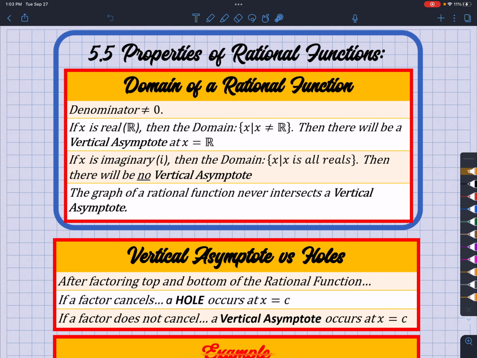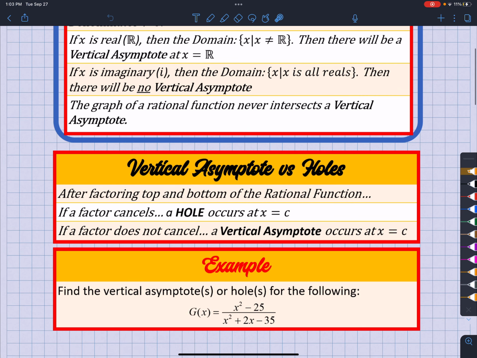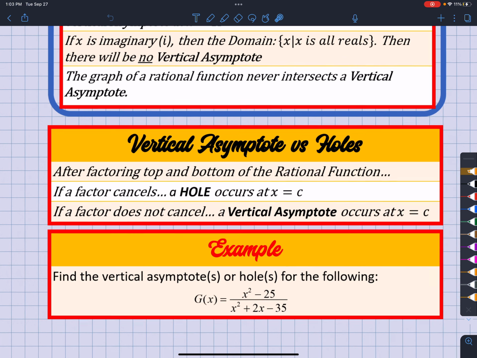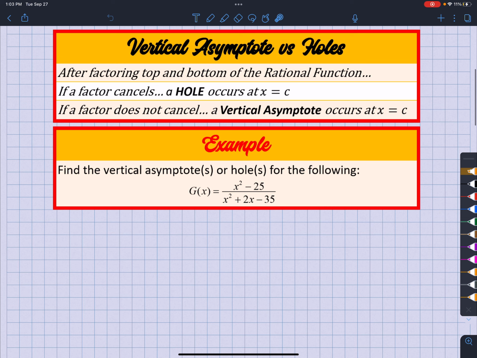The graph of a rational function never intersects the vertical asymptote, so it can never cross the vertical asymptote, all right? So let's talk about vertical asymptotes versus holes, right? So again, at the restrictions, those x values make the fraction undefined, but some of them will be a vertical asymptote, so it's pretty obvious where it cannot cross. And then there are going to be some that are not vertical asymptotes, but there's going to exist a hole because, again, the x value cannot be that value, okay?